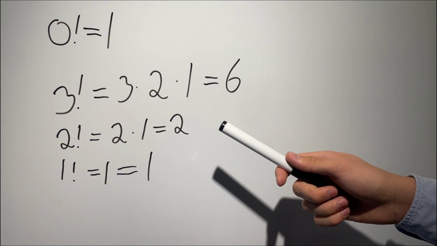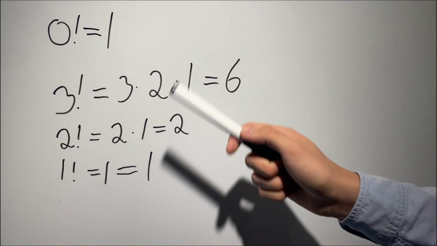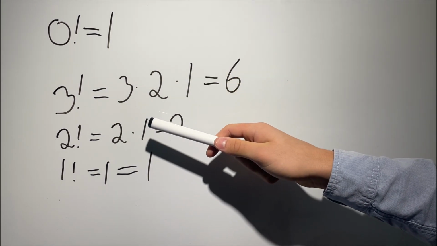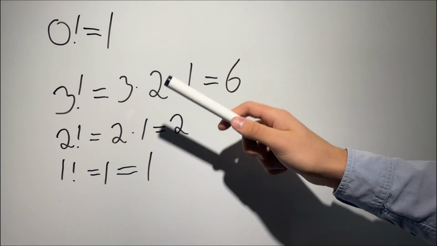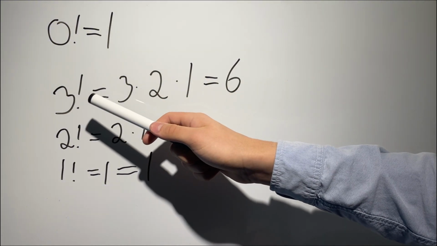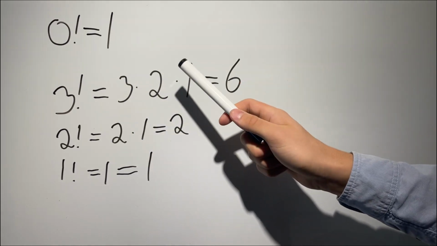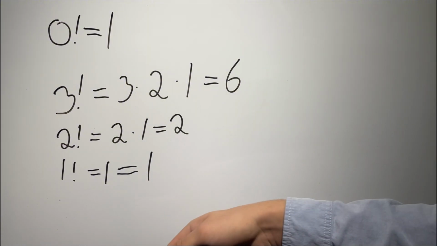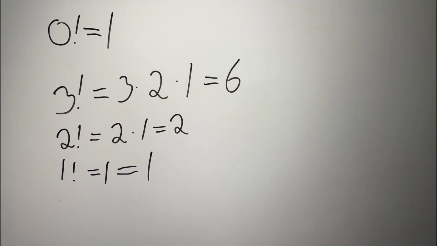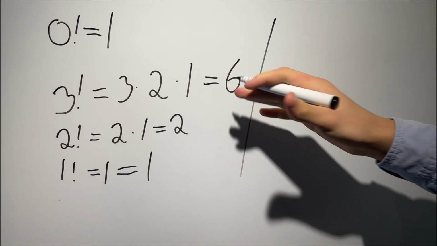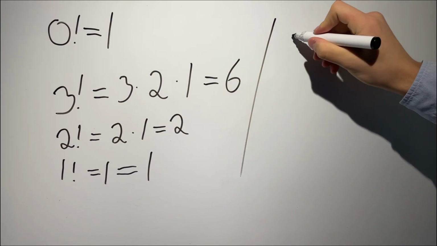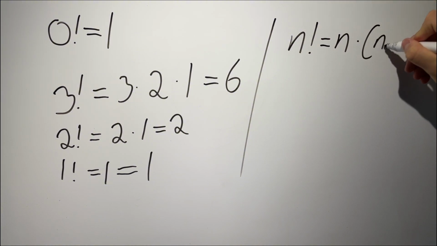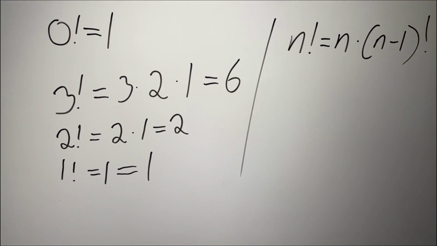If you didn't see it already, when you go down the list of factorials, each time you move down, you're just multiplying by a smaller number. So 3 factorial equals 3 times 2 times 1, and 2 factorial means 2 times 1, and 1 factorial is just 1. In fact, we can express this relationship with a formula. n factorial equals n times (n minus 1) factorial.